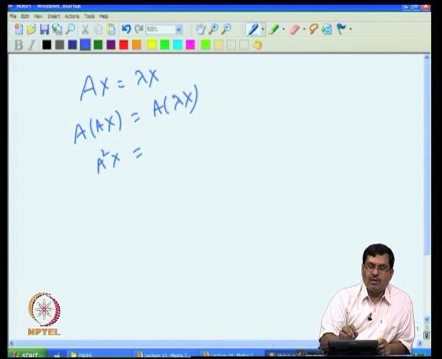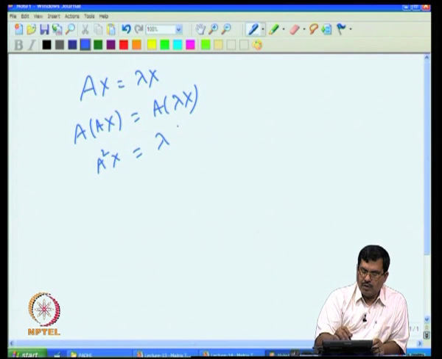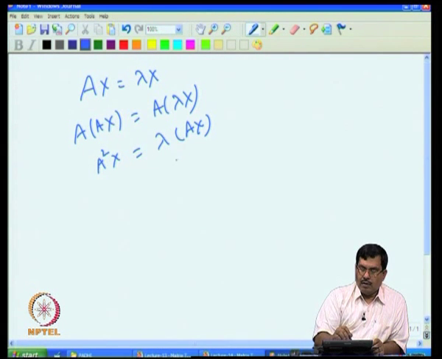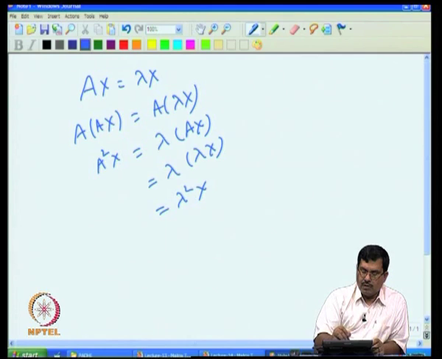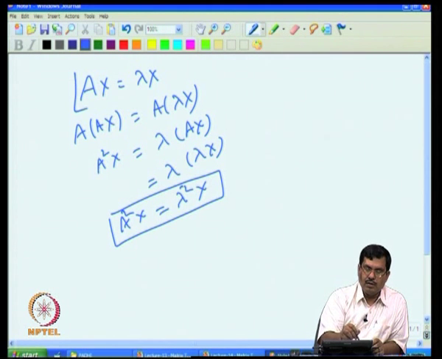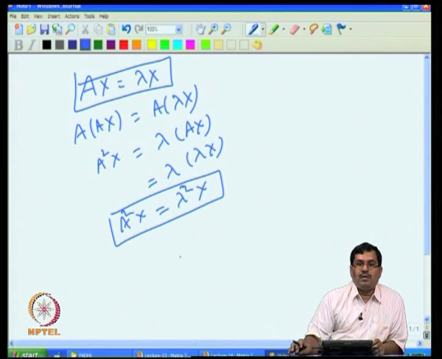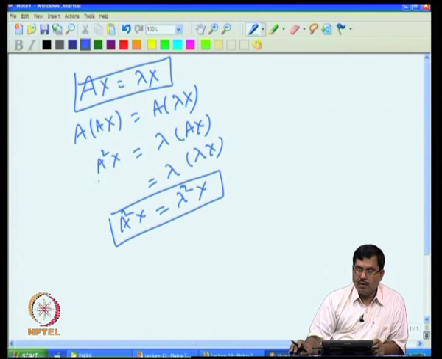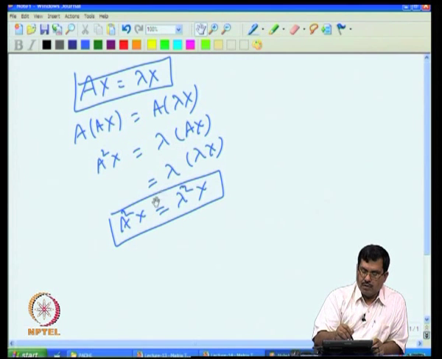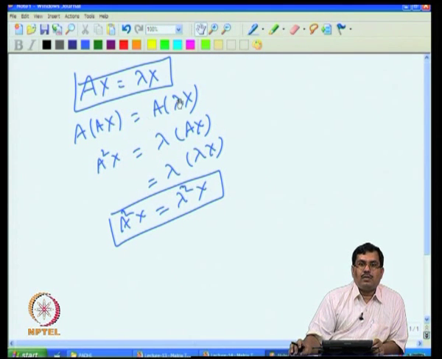However, lambda is a scalar quantity, so I can take it outside, and then I get lambda into A x, and A x is equal to lambda x. So this is nothing but lambda x, and hence it is lambda square x. So what I am getting here is A square x is nothing but lambda square x. By definition again, this tells me very clearly that lambda square is an eigenvalue for A square.